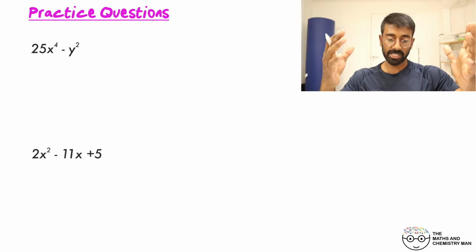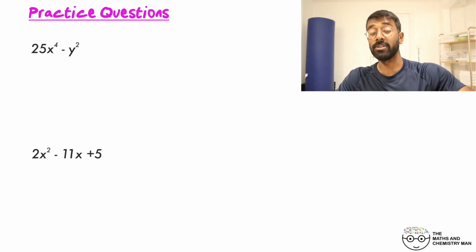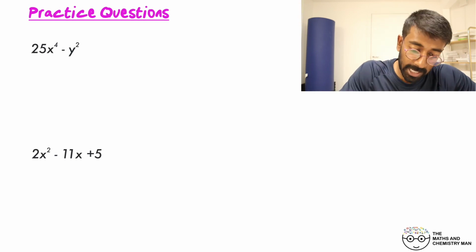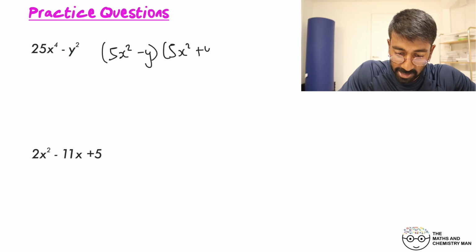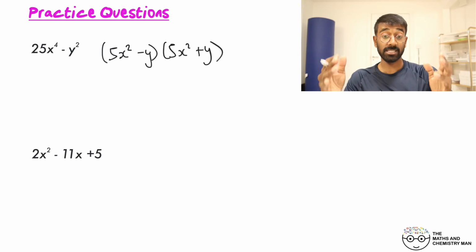Righto, it is solution time. Now, with the first one, hopefully you've all spotted that is the difference of two squares. And so what you would have needed is a 5x squared minus y and a 5x squared plus y. And that was it. Nice and simple for the first one.